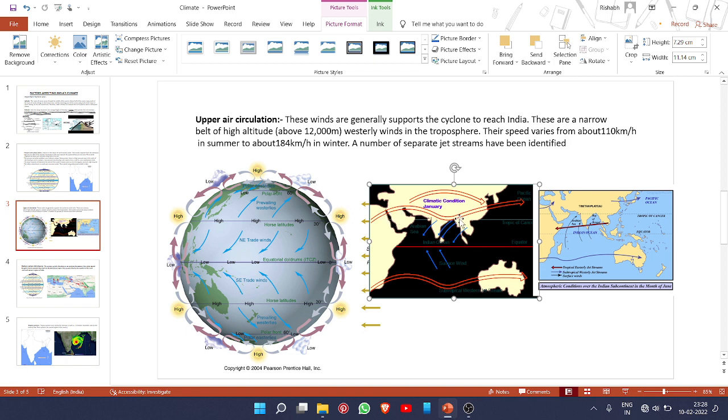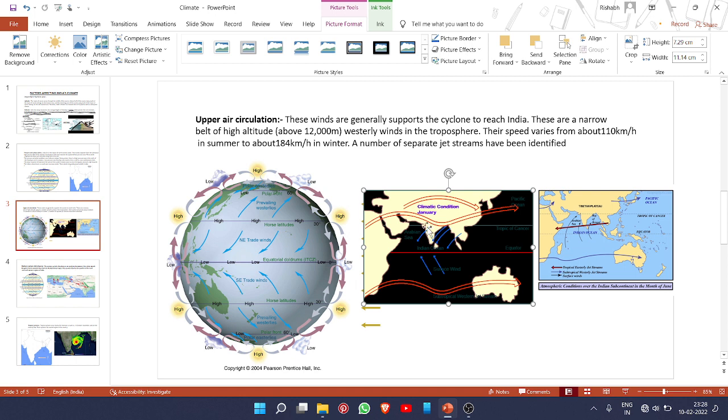So, this is the tropical subtropical. It falls in the subtropical region in the north of India, in the north of Tropic of Cancer. So this is the subtropical wind that has started from the west: the subtropical westerly jet stream.